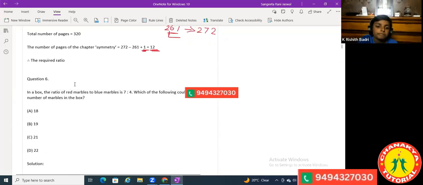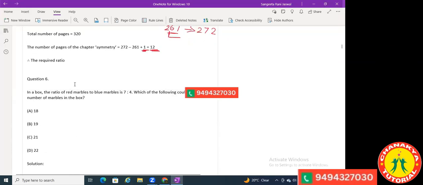Now see the next one. Sritej, please listen carefully. You were asking me to give you more practice of such questions. Be careful with your calculations and conversions.